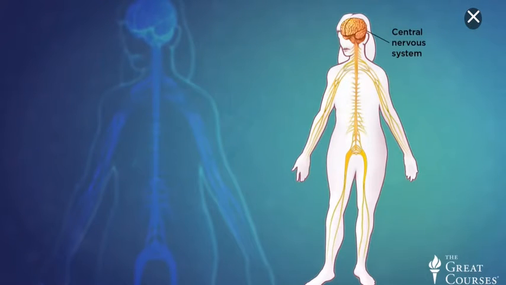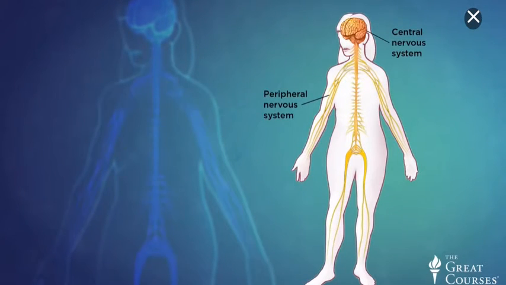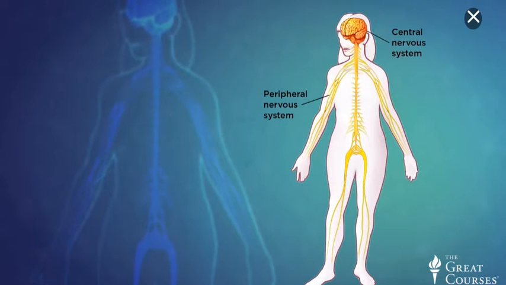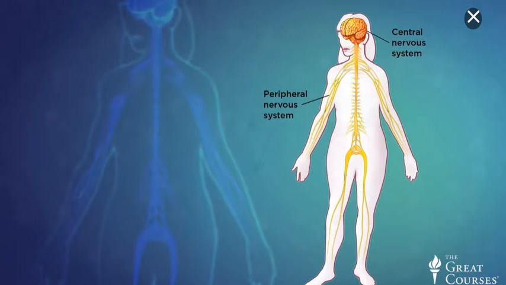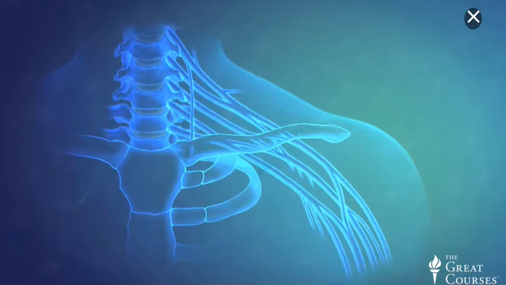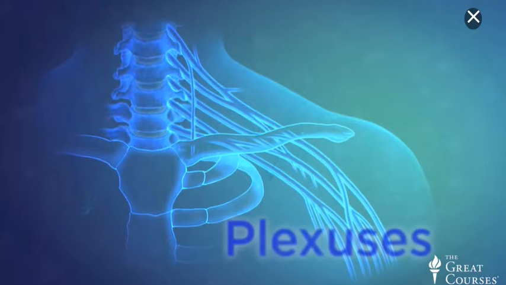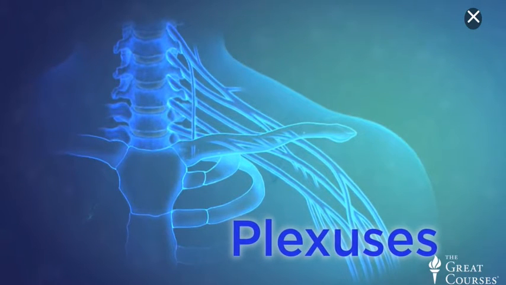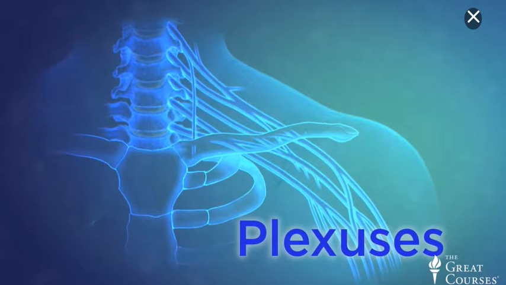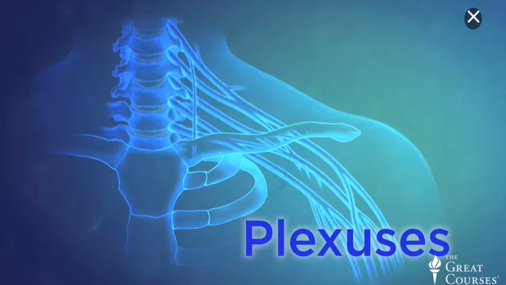We'll call this the descending pain modulatory system, the DPMS for short. The nociceptive nerve endings and the nerves that carry the pain signals are part of the peripheral nervous system. When we talk about the peripheral nervous system, we're referring to all of the 100 billion neurons found outside the brain and spinal cord. These neurons align into long branching networks of nerve fibers. Groups of interwoven nerve fibers are called plexuses. These plexuses eventually lead to the spine, which leads to the brainstem and the other major structures of the brain.